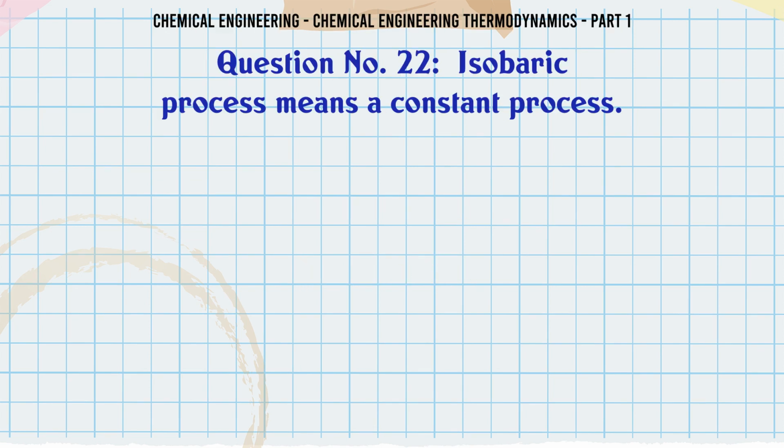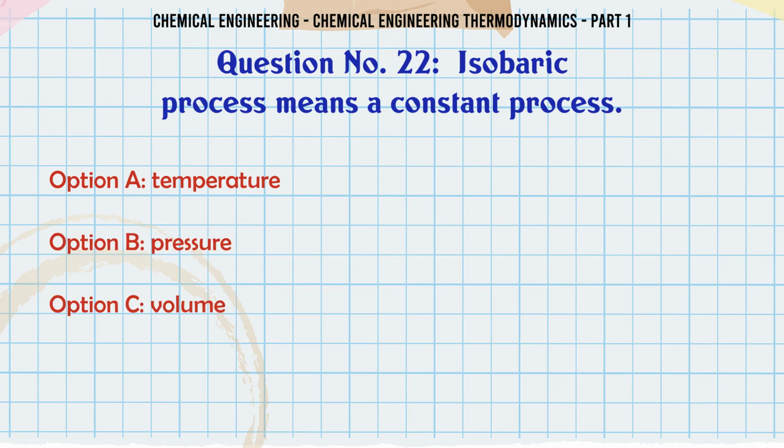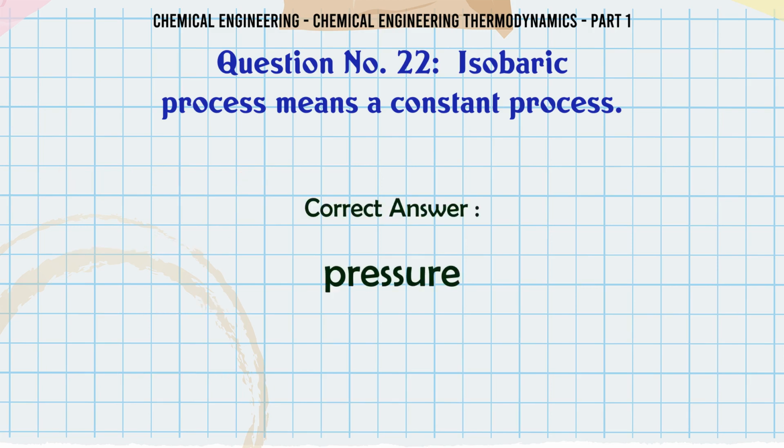Isobaric process means a constant ___ process. A. Temperature, B. Pressure, C. Volume, D. Entropy. The correct answer is pressure.